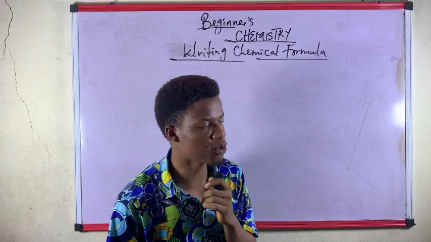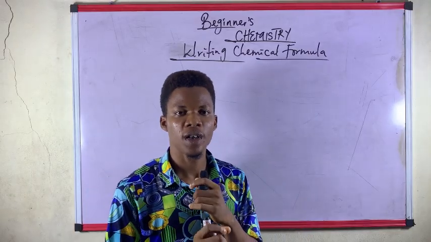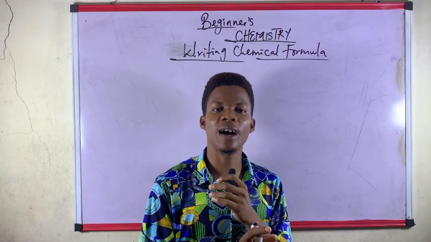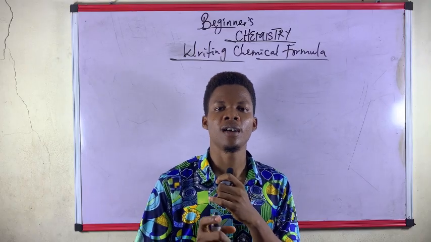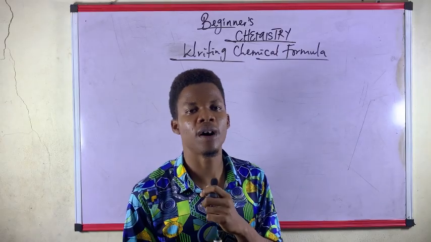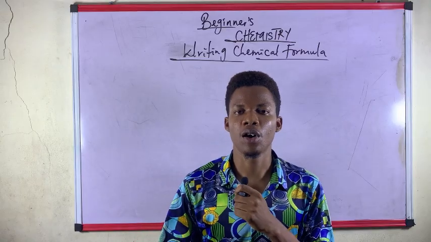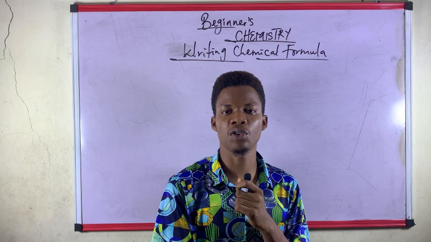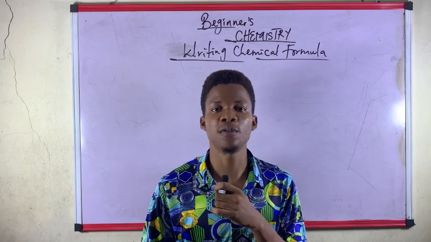Before you talk about writing chemical formula, there is a particular thing you need to know, and that is the different ions or radicals that we have in chemistry. There are so many, but there are a few common ones. If you can know these common ones, you have scaled through already throughout your O-level examinations. What are these common ions or radicals? They are the positive ions or positive radicals, and then the negative ions or negative radicals.